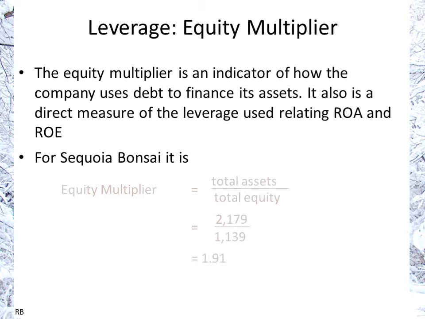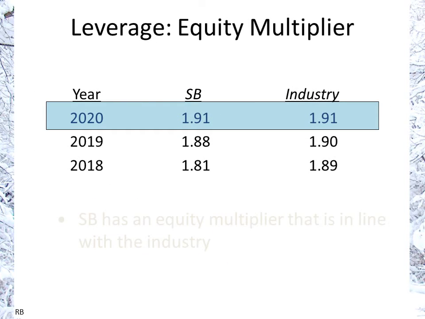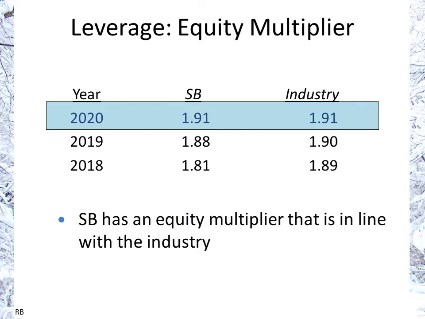So for Sequoia Bonsai, the value is its total assets over total equity, and that gives us a value of 1.91. And as you can see, that is also very similar to the industry. So it's very much in line.